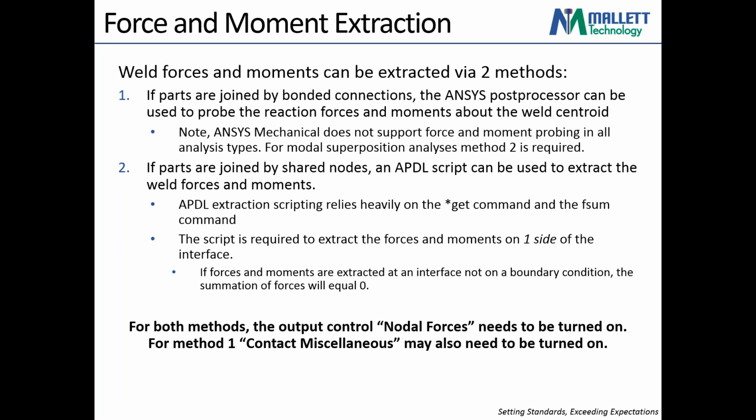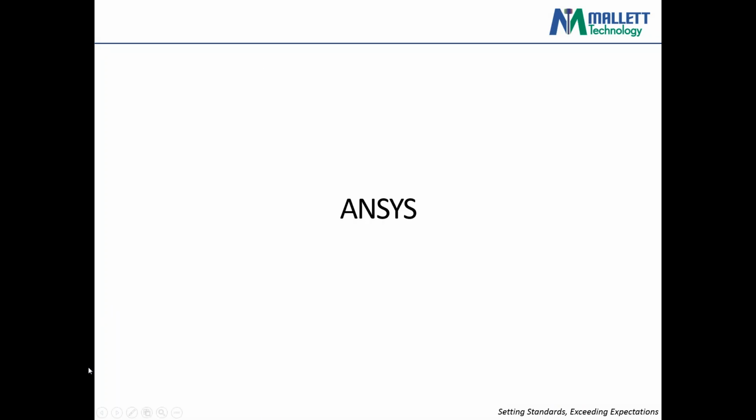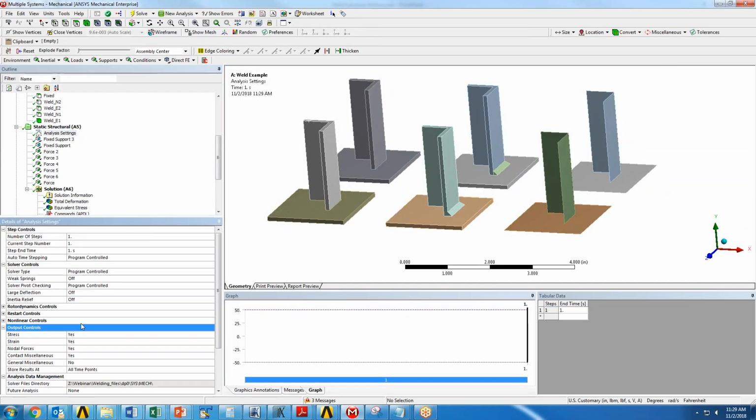The one caveat here is, and I'll show this in a second, for either of these methods in the output controls, by default these are not turned on, we have to turn on nodal forces, right, because we want to extract these forces. And then for method 1, we need to turn on contact miscellaneous outputs as well. And that's just in the analysis settings, and I'll show that in a second. So I can show that real quick right now. So where I was just talking about is we just want to turn on our nodal forces and then our contact miscellaneous, just so we can actually pull out the information we want to.